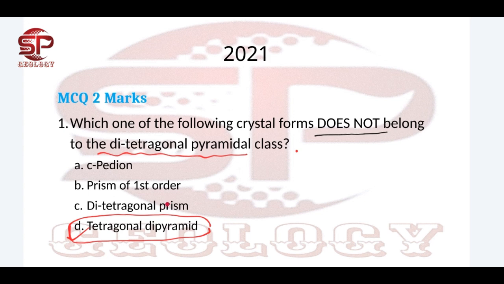So a ditetragonal prism of first order, they all belong to the prismatic class, and this pedion also, C pedion, it will not belong to the pyramidal class. So tetragonal dipyramid will belong to the ditetragonal pyramidal class.